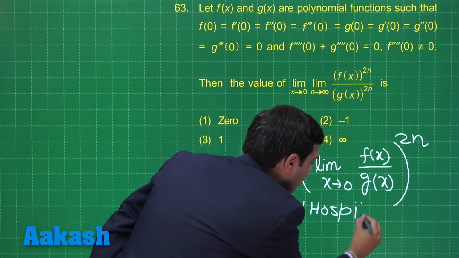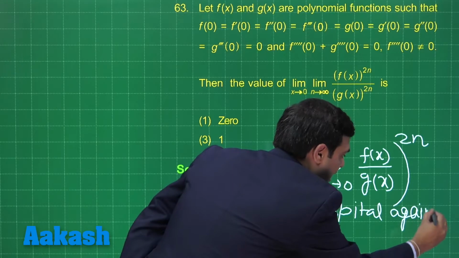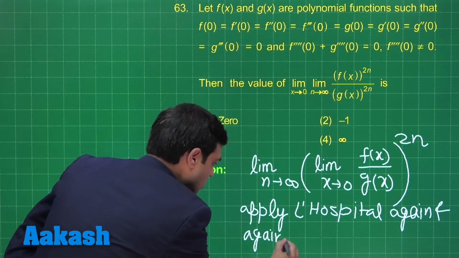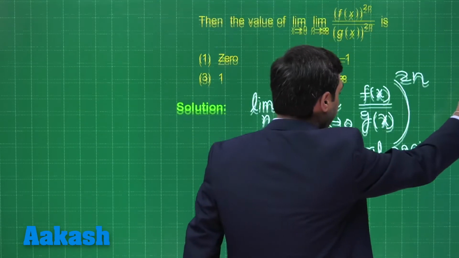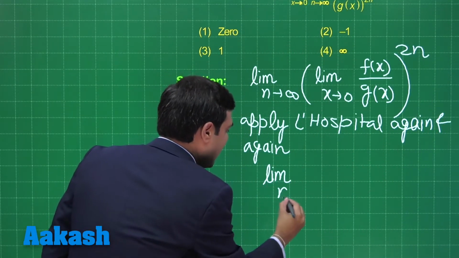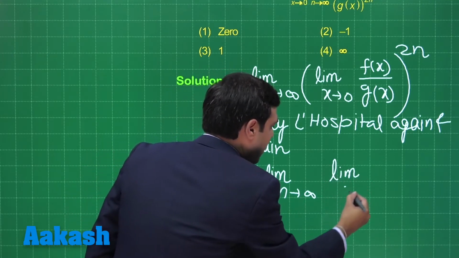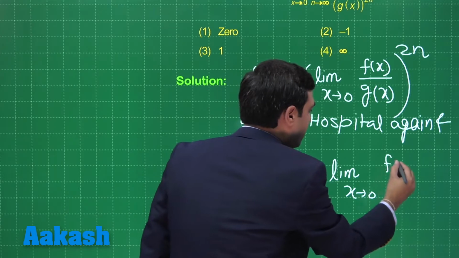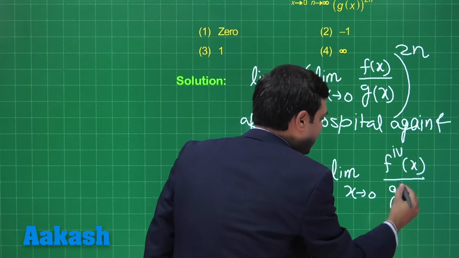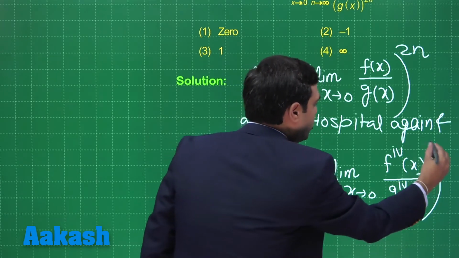Applying L'Hopital again and again. What we obtain is limit n approaching infinity, limit x approaching 0, (f fourth derivative divided by g fourth derivative) whole to the power 2n.